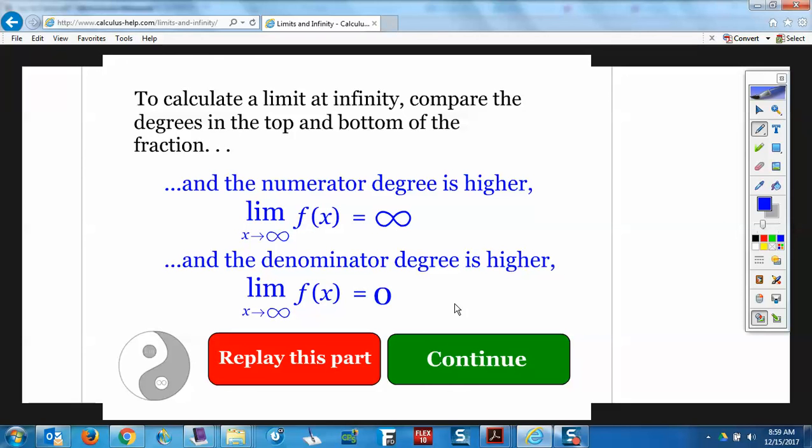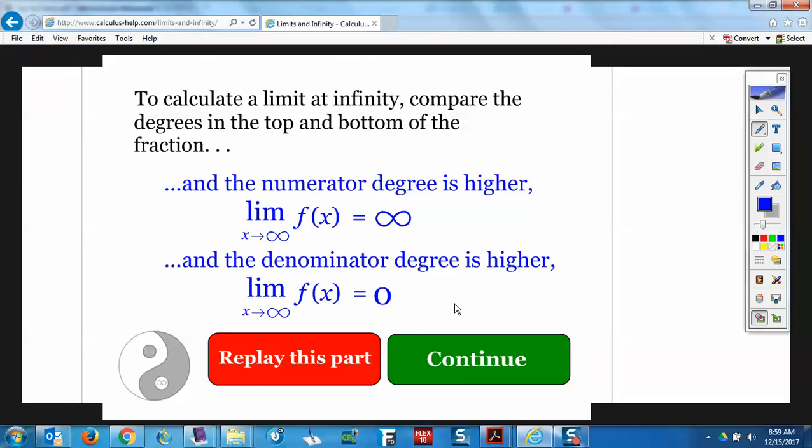A billion has how many zeros? 9. A million is 6. A billion only has 9 zeros. A billion is not a very big number, okay? So if you had a trillion squared compared to a trillion, again, insignificant. So the high powers dominate.